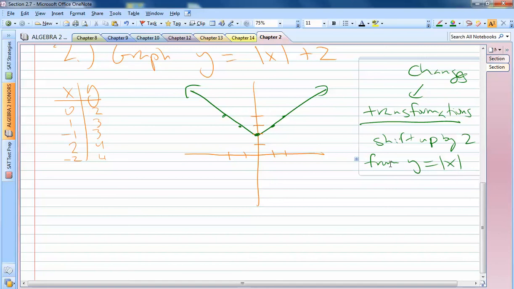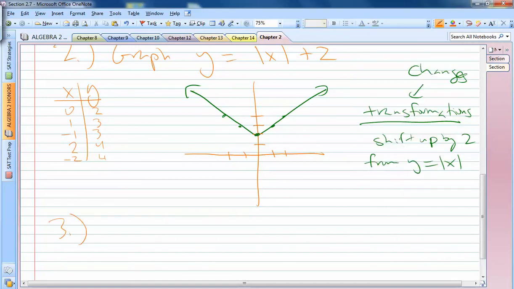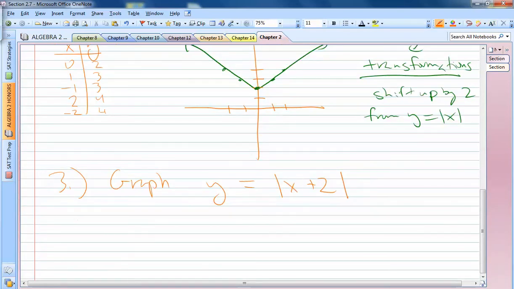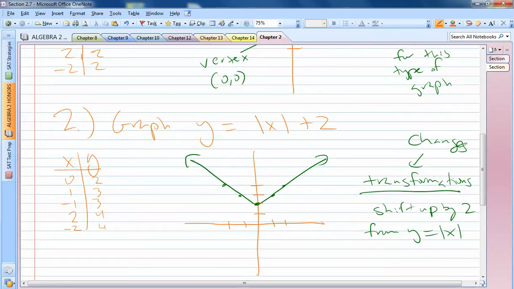Let's look at another kind of change. Let's say I did something like this here. So say I add 2 inside the absolute value. Now this is going to be a bit weird and not as intuitive. Hopefully number 2 is somewhat intuitive. If you add 2 to the outside, it goes up 2. And by the way, if I were to subtract 2 to the outside, going back to number 2, if I had absolute value of x minus 2, then it would have gone down by 2 units.